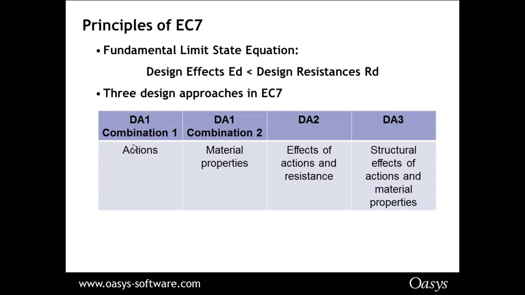So briefly, Eurocode 7 is ULS design, or ultimate limit state design. It looks at the design effects, and for the fundamental limit state equation, you basically want design effects less than design resistance. There are 3 design approaches in Eurocode 7, design approach 1, 2, and 3. We're going to focus on design approach 1, which is mainly used in, for example, the UK and some countries.